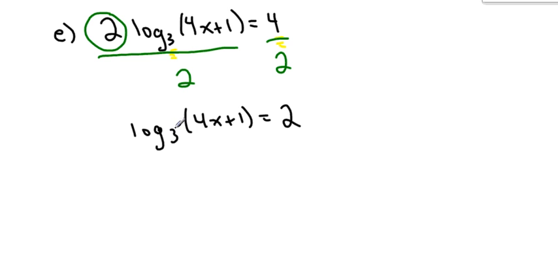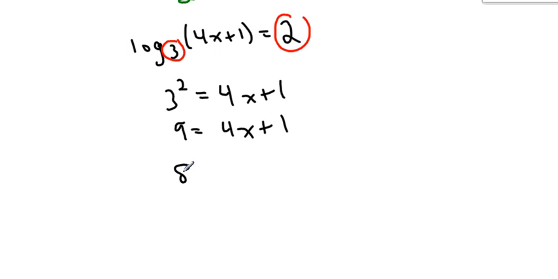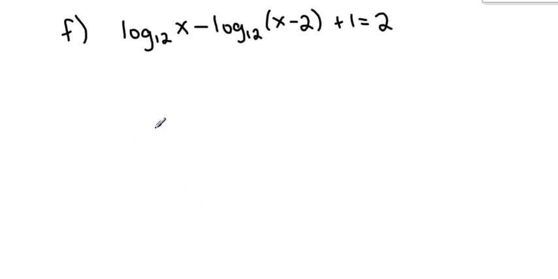And now I have the base and I have the exponent, so let's rewrite this as an exponential equation. Much easier. 3 squared is 9, so now I'm just solving a linear equation. So subtract 1 from both sides, divide by 4, x equals 2. Yay. All right, let's see what's next. Here's question F.